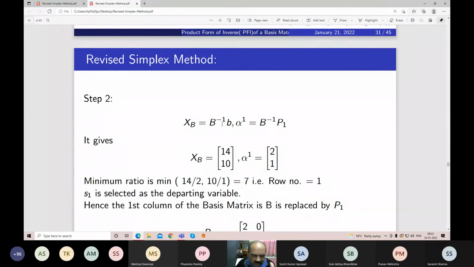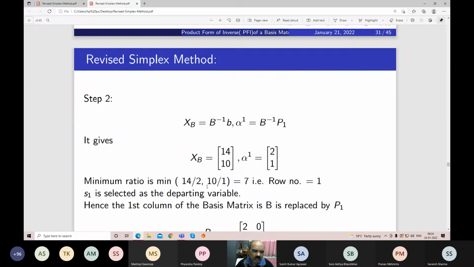Presently, B inverse is nothing but the identity matrix. Xb equals B inverse into B. If you multiply, we find the elements are 14 and 10. And what is alpha 1? Alpha 1 equals B inverse into P1. The alpha 1 has two elements, 2, 1.